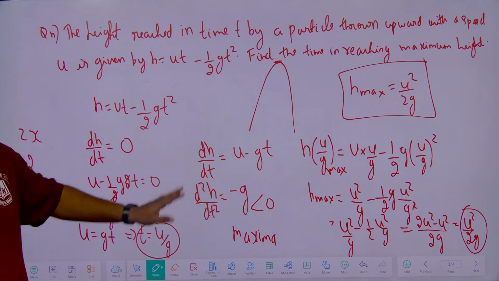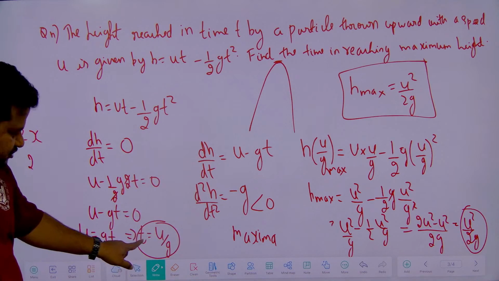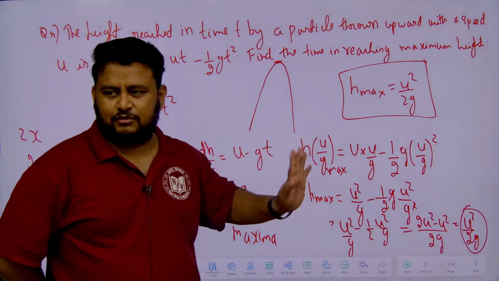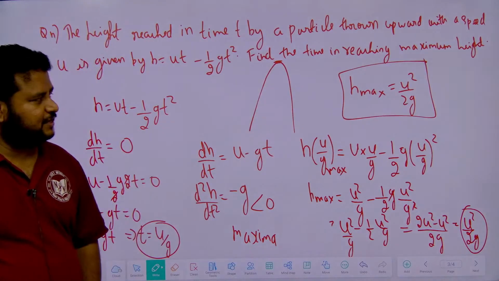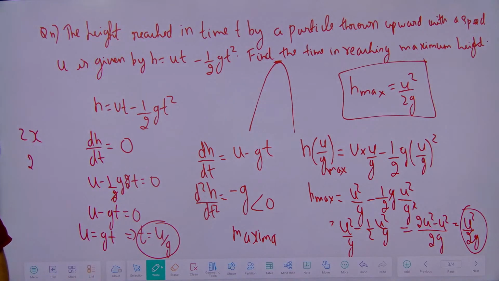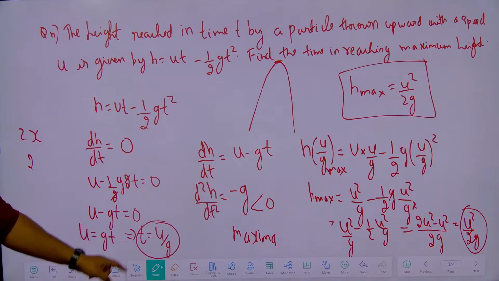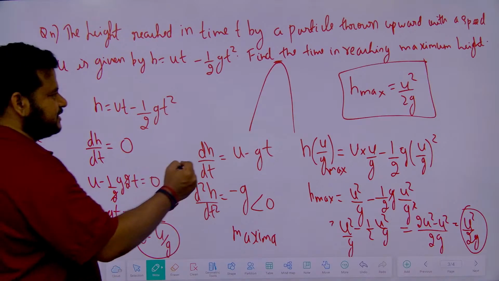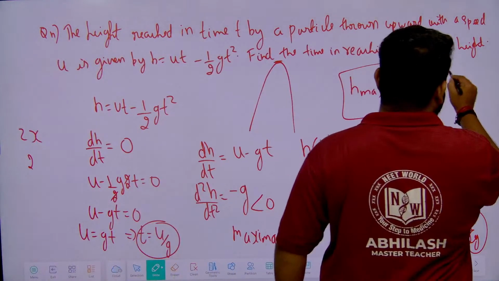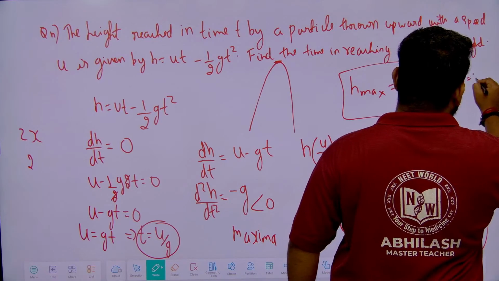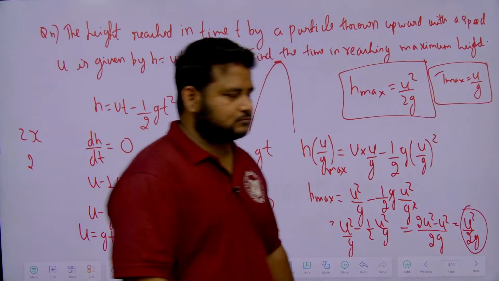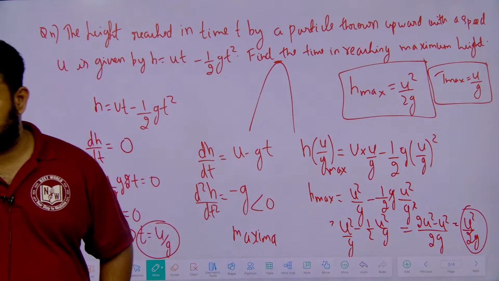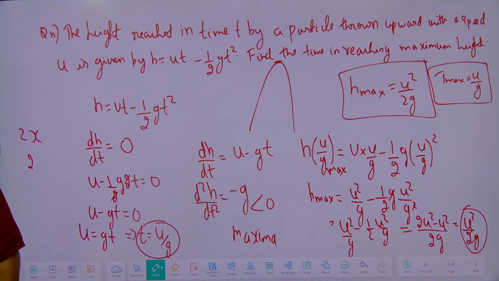There you don't have to differentiate two times and waste time. This is also a formula you have to remember. When the ball is thrown upwards, H max will be U square by 2g, and the time taken to reach the maximum height is t is equal to U by g. So T max I can write as U by g. That's it. Got it? Understood? You can use it like a formula.